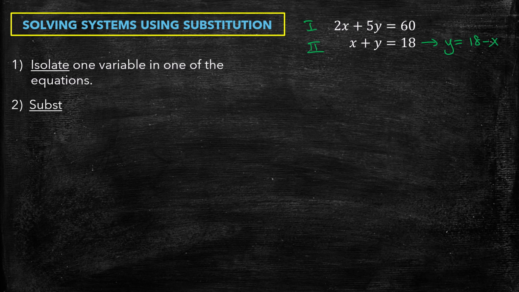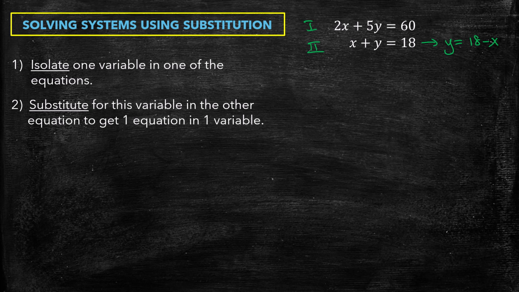So we do that, and then in the next step, we substitute for this variable in the other equation. So we are going to substitute into equation 1. Equation 1 is 2X plus 5 times Y equals 60, and we've just established that Y is always going to be 18 minus whatever X is. So if we put that in, notice that we have reduced what was 2 equations with 2 variables to 1 equation with 1 variable.